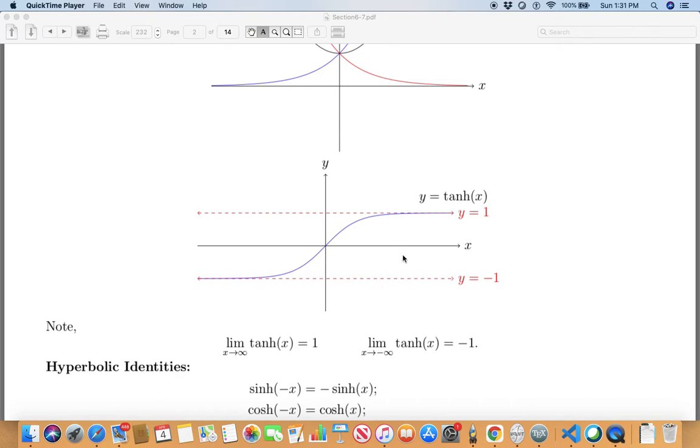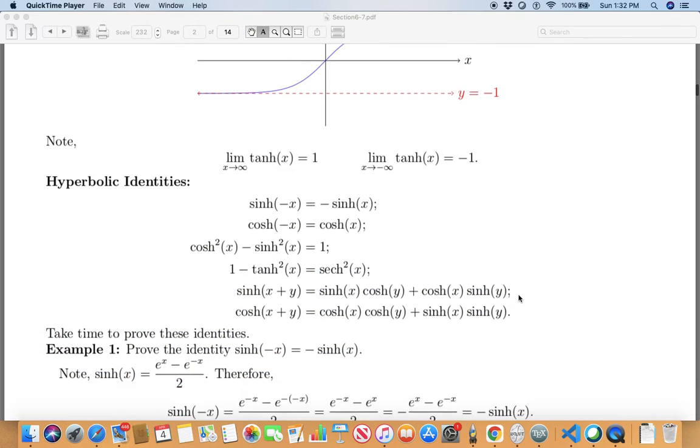Moreover, from the graph you can see the limit as x approaches infinity of tan hyperbolic x is 1. So y equals 1 is a horizontal asymptote. Likewise, the limit as x approaches negative infinity of tan hyperbolic x is negative 1. So y equals negative 1 is also a horizontal asymptote.